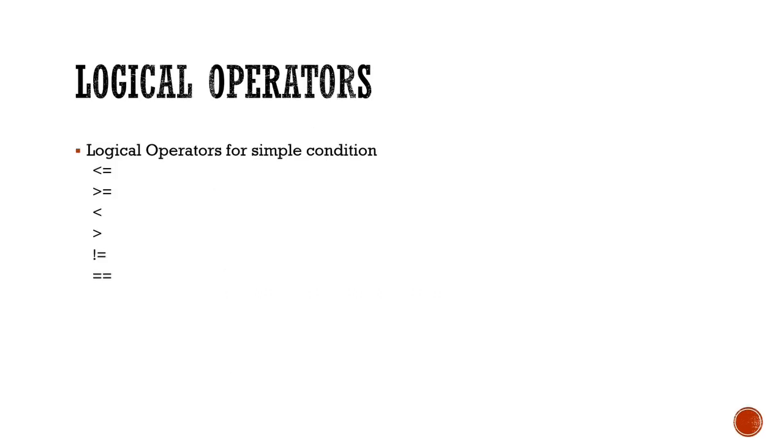Okay, so let's continue the slide. We have now the logical operators. For the logical operators for simple conditions, you usually use these in different topics such as the for loop, the while loop, and the if conditions. You have less than or equal, greater than or equal, less than, greater than, not equal, and lastly, is equal to.